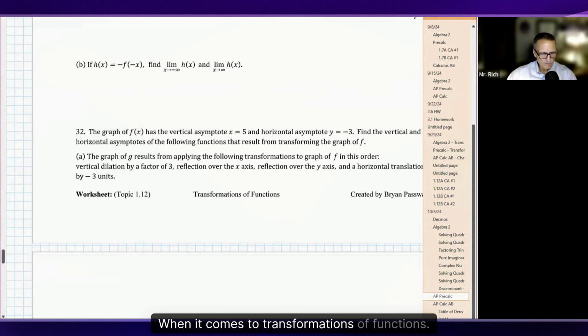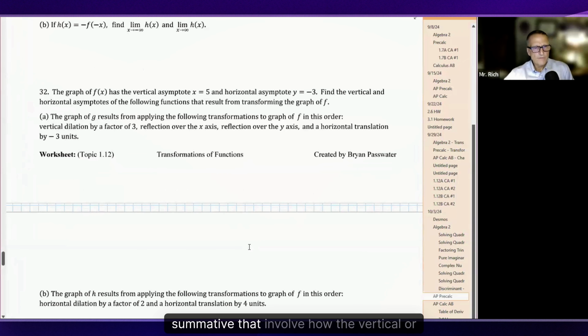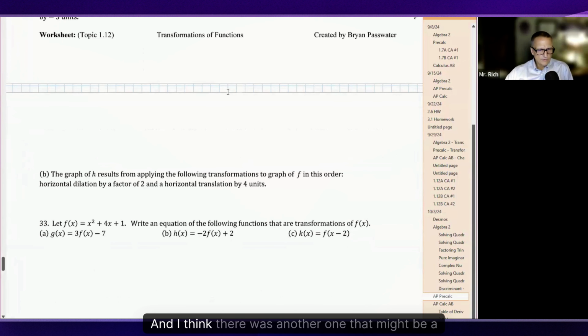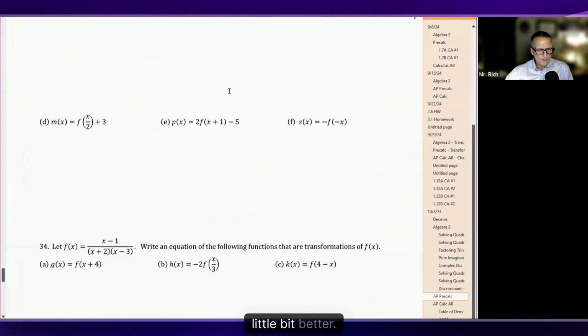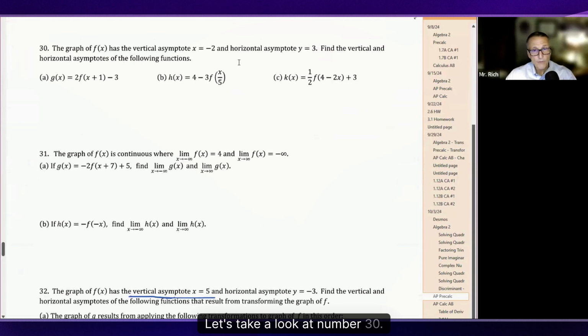When it comes to transformations of functions, you could expect to see questions on your summative that involve how the vertical or horizontal asymptotes might change when you are transforming the function. Let's take a look at number 30. They tell you that the graph of f of x has a vertical asymptote at -2 and a horizontal at y equals 3. And then it says, find the vertical and horizontal asymptotes of the following functions, which are all transformed versions.